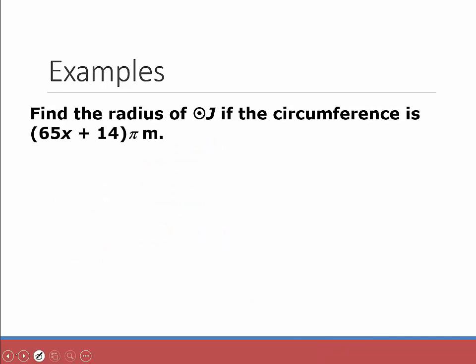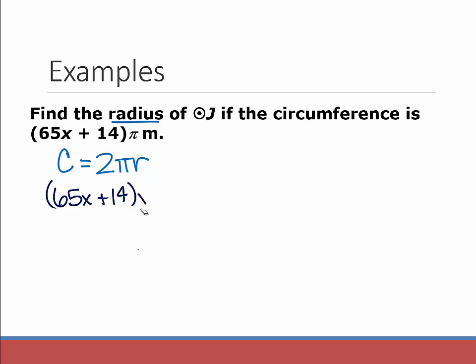So let's do another one. Find the radius of circle J if the circumference is 65x plus 14 pi meters. So circumference equals, we're trying to find the radius, so let's use 2 pi r that has the radius in it, and plug in what we know. The circumference is 65x plus 14 times pi, and this is 2 pi r.